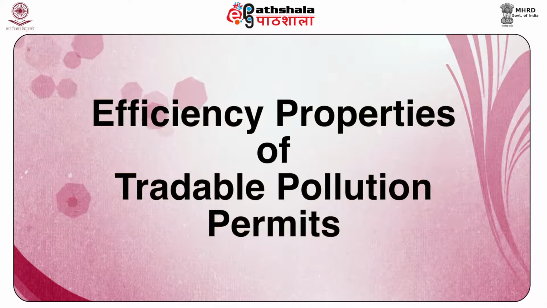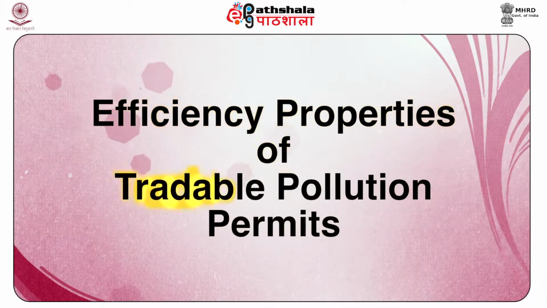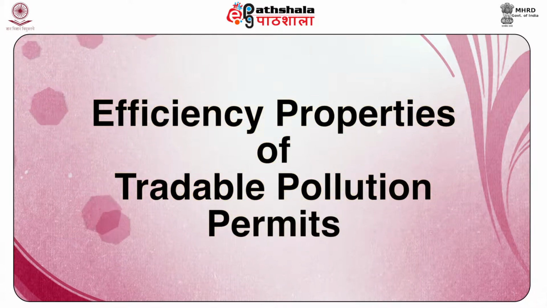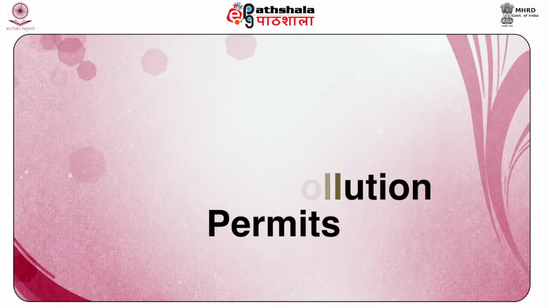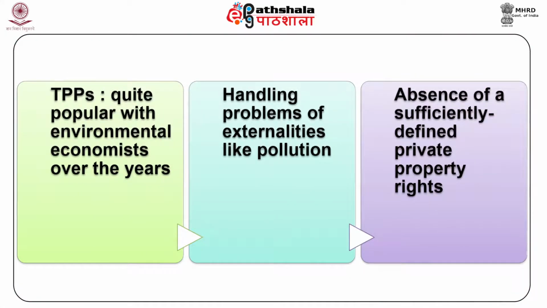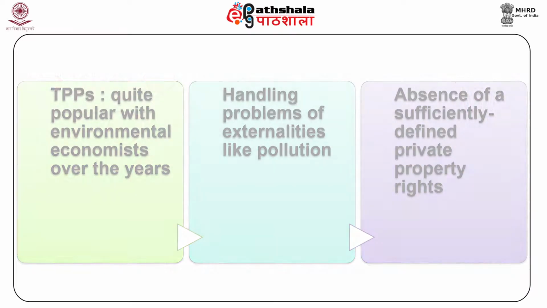Let us now understand the efficiency properties of tradable pollution permits, which is known as TPP. The idea of tradable pollution permits, TPPs, has become quite popular with environmental economists over the years. The major problem in handling the problems of externalities like pollution is the absence of a sufficiently defined and enforced set of private property rights with regard to the environmental resources.